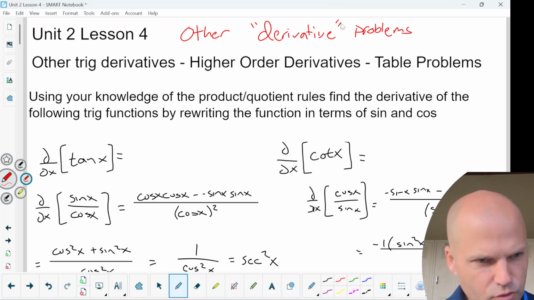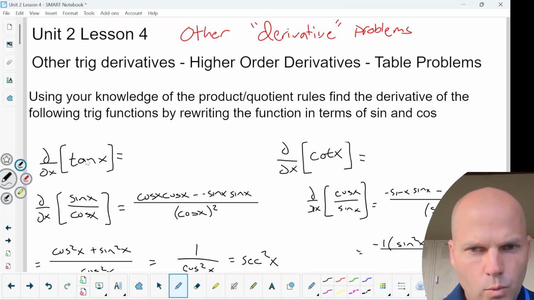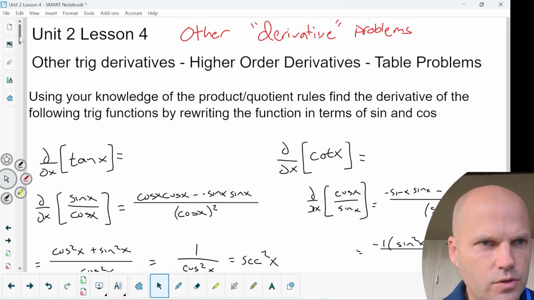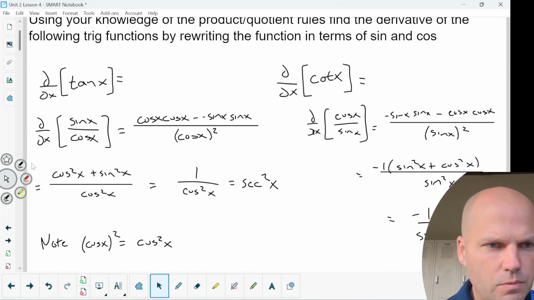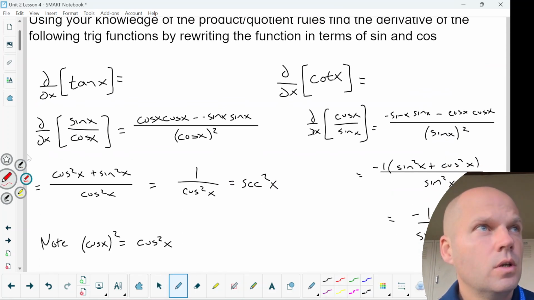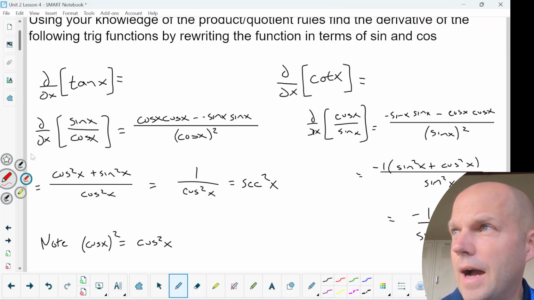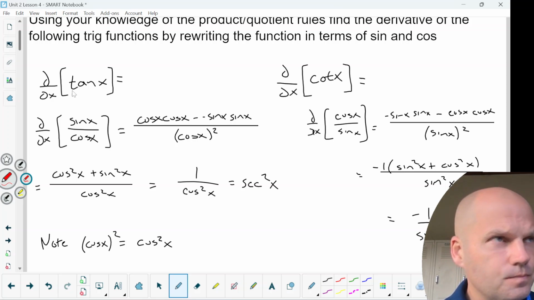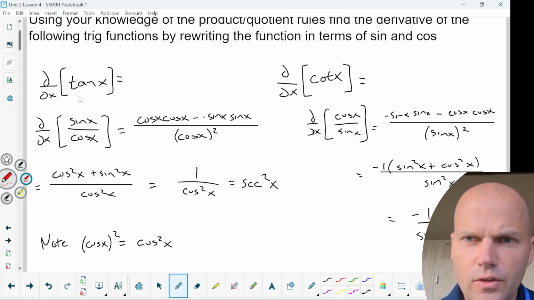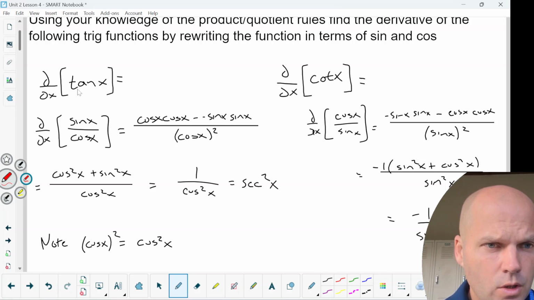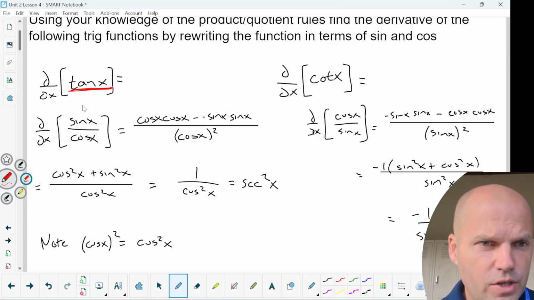What do I mean by other derivative problems? Well, we're going to look at the other trig functions like tangent, cotangent, secant, cosecant. We're going to look into some notational derivative problems, some higher order derivative problems, so lots of other stuff and differentiability. So what is the slope equation of tangent?